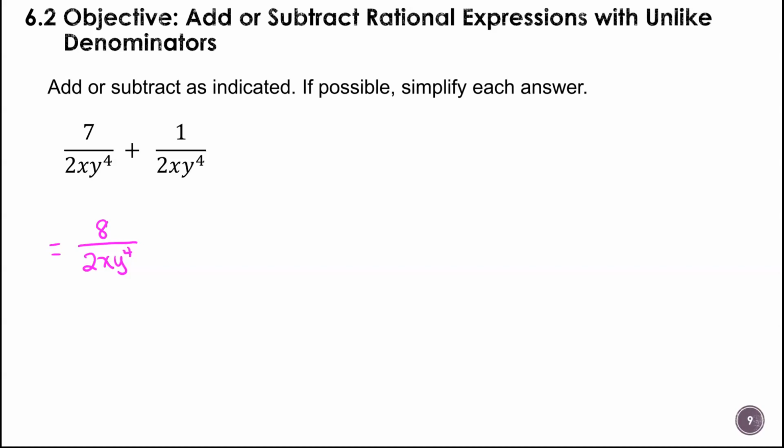And then, of course, 2 and 8 have a common factor of 2. So 2 goes into 8 4 times. So 4 over xy to the fourth. And we're finished. Always make sure that you check to see if you need to simplify.